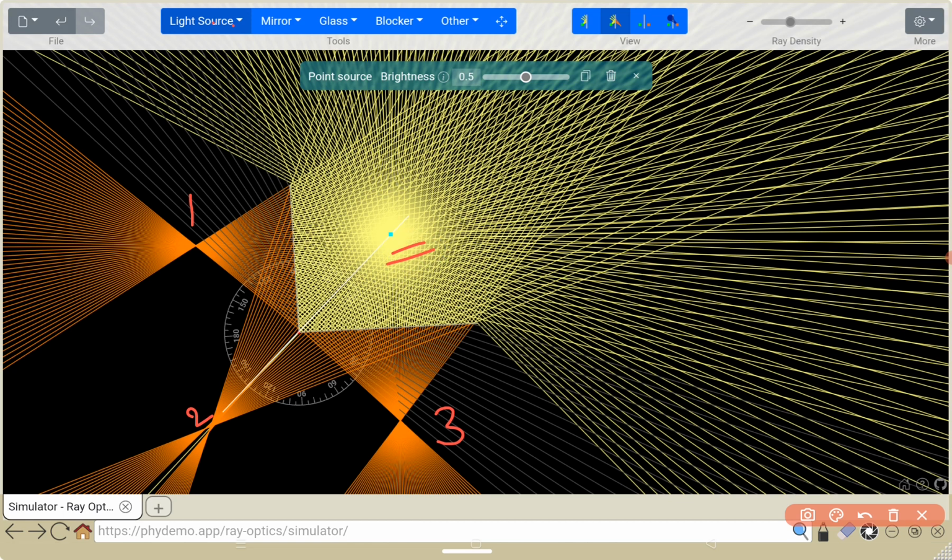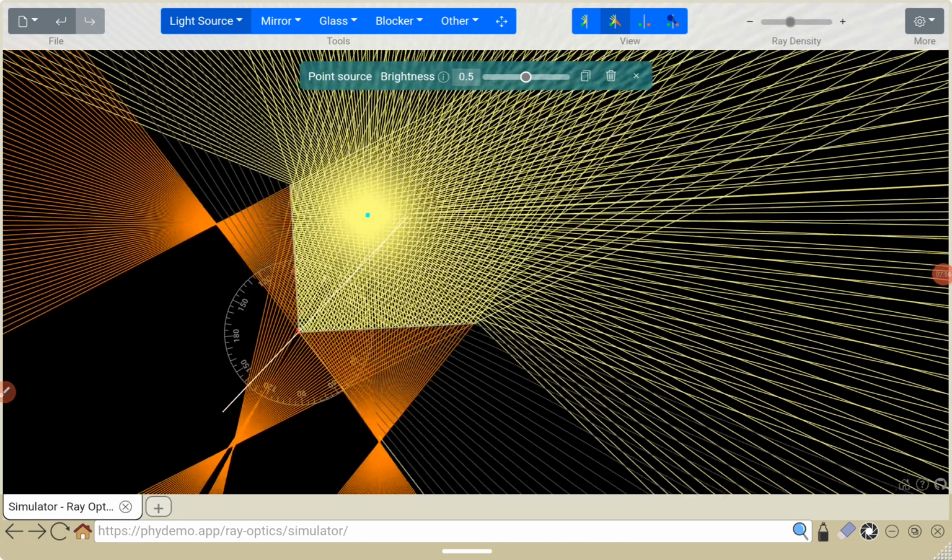placed here, which is symmetrical. This is 90 degrees and this angle is 45 degrees and this angle is 45 degrees. We have three images formed. Understood? Then we'll just shift the object now from symmetrical position to unsymmetrical position.